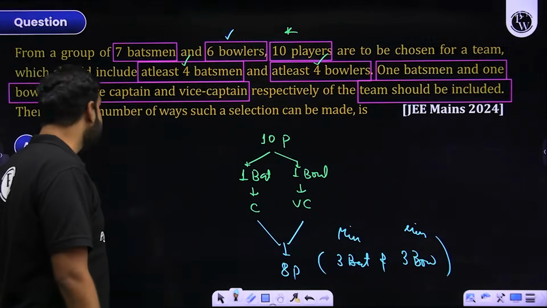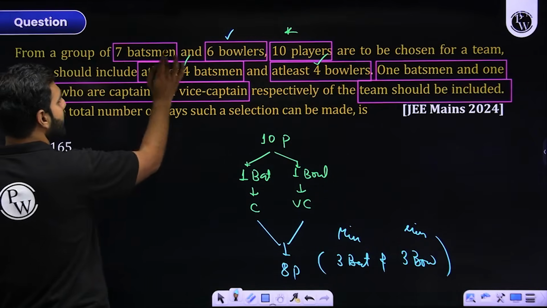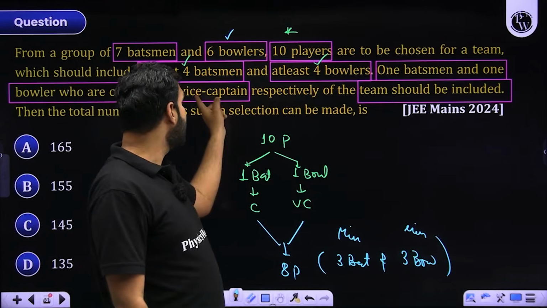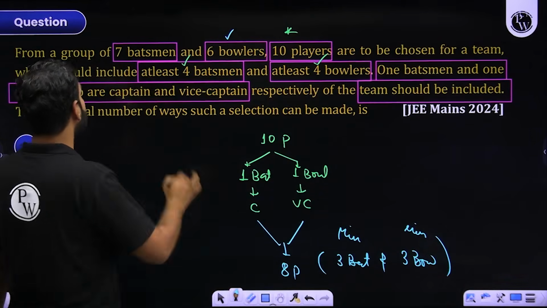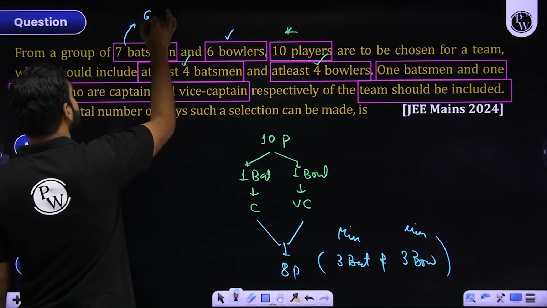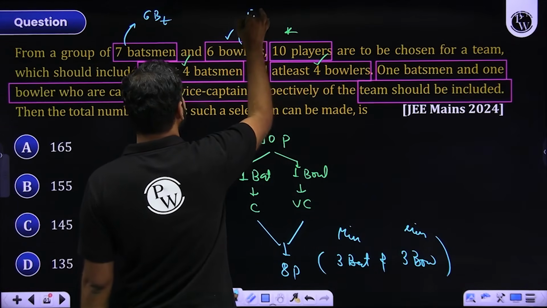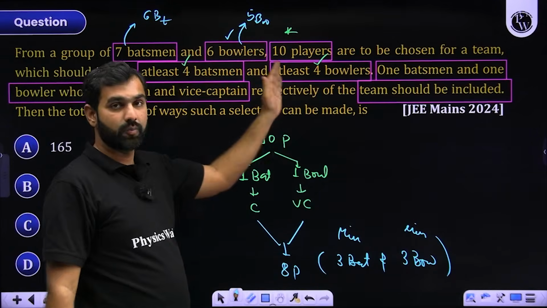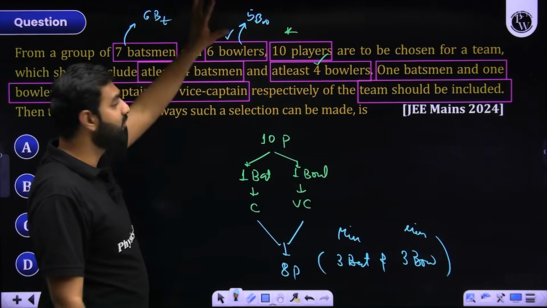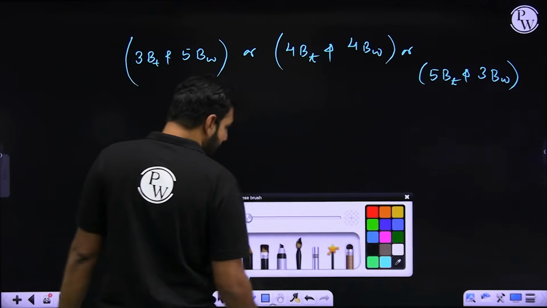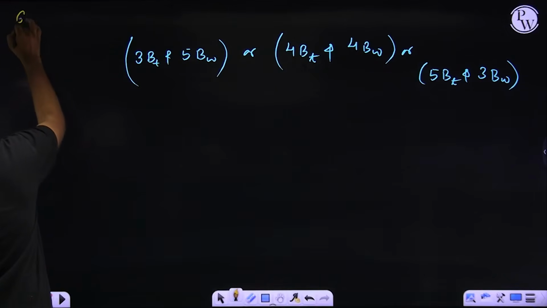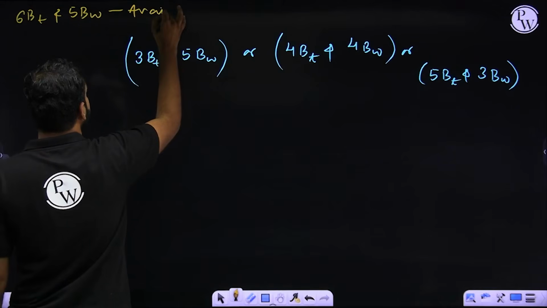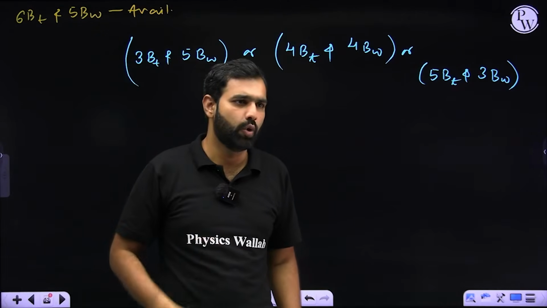Now, how many choices do I have initially? Initially, I had 7 batsmen and 6 bowlers. But out of these 7 batsmen and 6 bowlers, 1 batsman and 1 bowler, which are captain and vice captain, are already chosen. So out of 7 batsmen, I am left with 6 batsmen, and out of 6 bowlers, I am now left with 5 bowlers. Are you getting this condition here? Because the captain and vice captain, who are batsman and bowler respectively, are already selected. So I have 6 batsmen and 5 bowlers available with me. I hope you are remembering and understanding this part very clearly. No problem, no confusion at all.